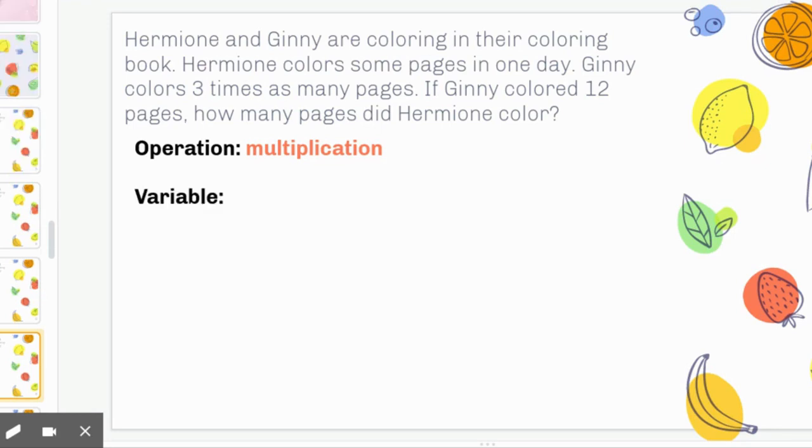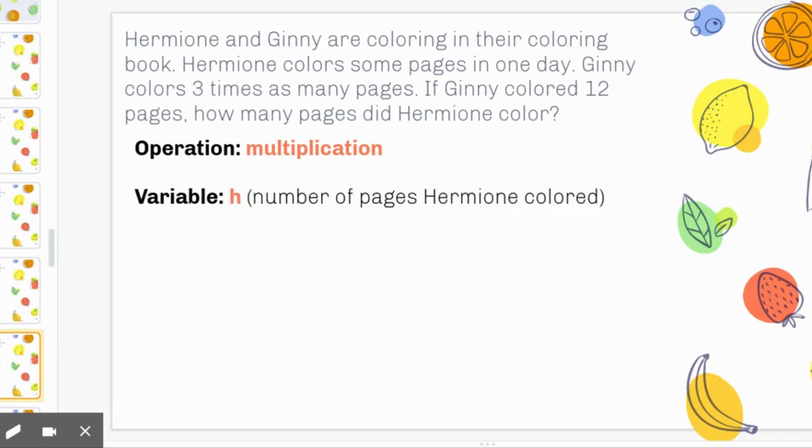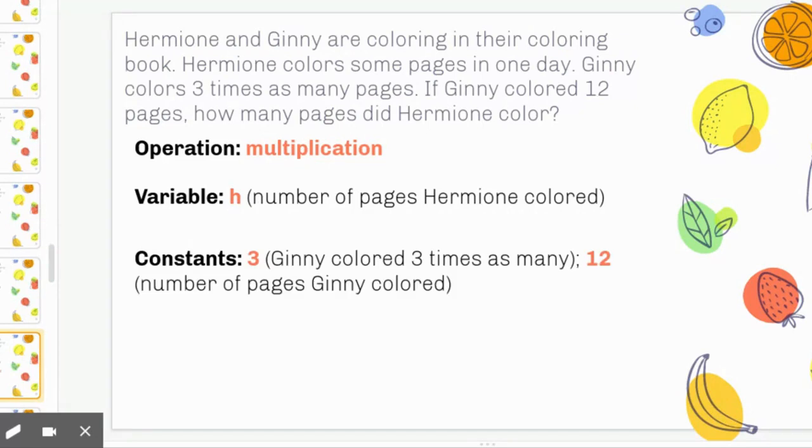Our variable is going to be whatever value we don't know. And the value we don't know is the number of pages Hermione colored. So we're going to use H to represent that unknown amount. The next thing we need to decide on are our constants. There are 2 numbers we do know in this problem, and that's 3 and 12. 3 represents that Ginny colored 3 times as many. 12 represents the number of pages Ginny colored in total. And this is where we have to think about who colored more pages. Because we know Ginny colored 3 times as many, the number of pages Hermione colored is going to need to be smaller.